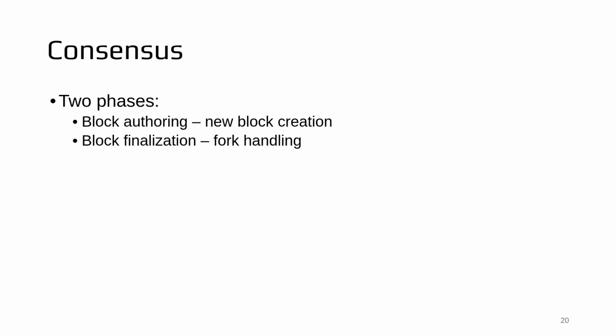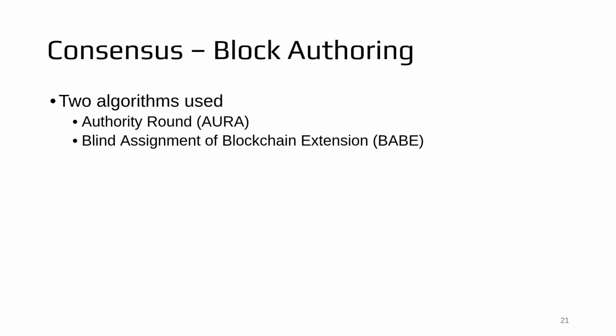Now we've discussed how transactions work. We produced blocks. We want to come to a consensus on the actual chain. And so the consensus in Substrate is split into 2 phases. The first phase is block authoring, and the second is block finalization. And they're very self-explanatory. Block authoring just creates new blocks. Finalization handles the forks that may occur during block creation.